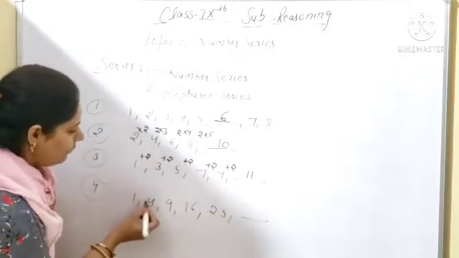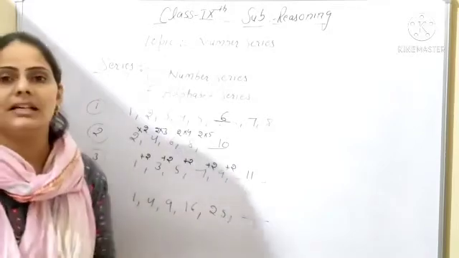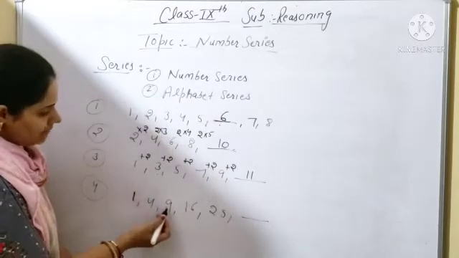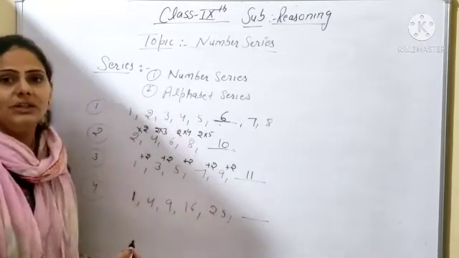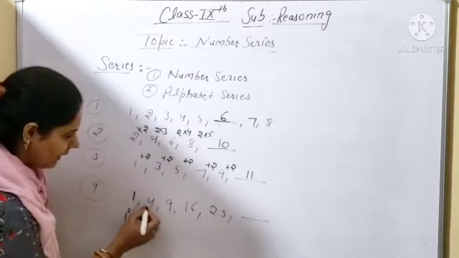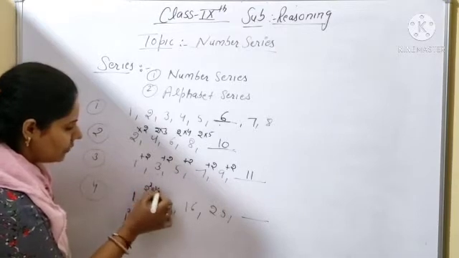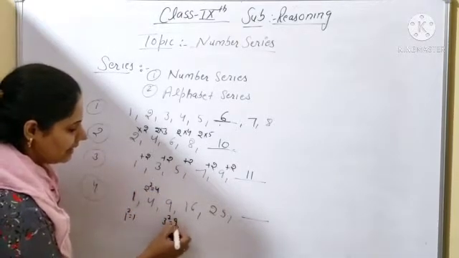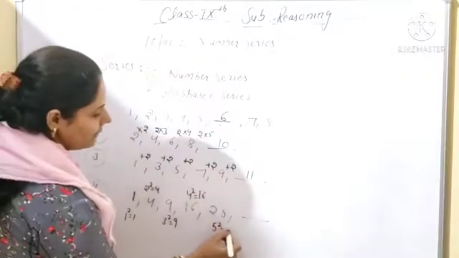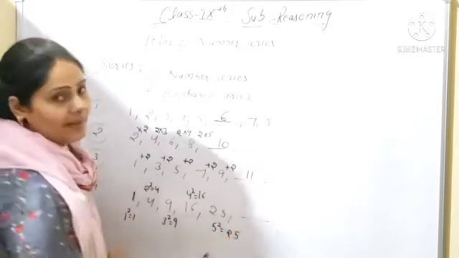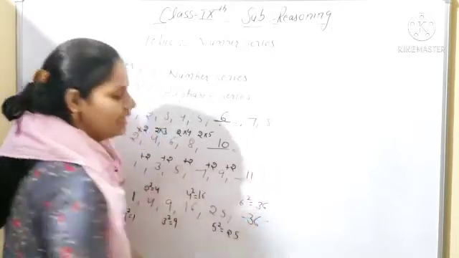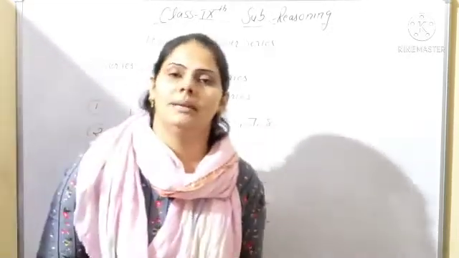Next you can see 1, 4, 9, 16, 25. So what will come as the next number? Simply you can see 1 is the square of 1. So 1 square is equal to 1. After that 2 square, what will you get? 4. 3 square, 9. 4 square, it means 4 multiply 4, so you will get 16. 5 square, 5 multiply 5, you will get 25. So what will be the next number? 6 square means 6 multiply 6, so you will get 36. So the next number will be 36.